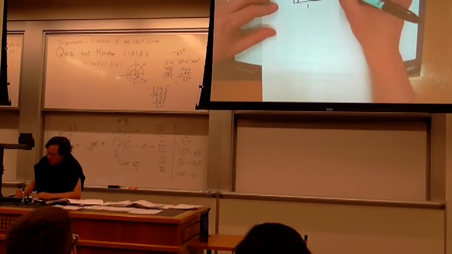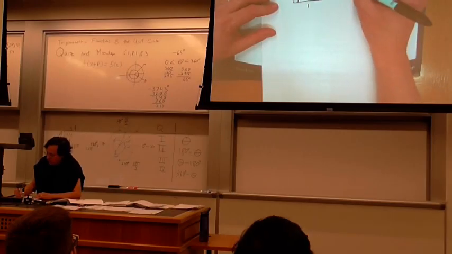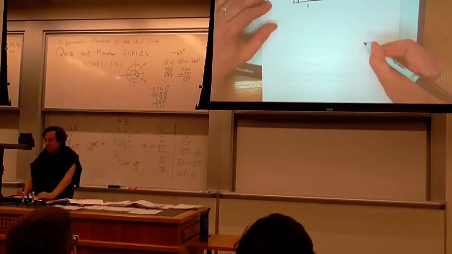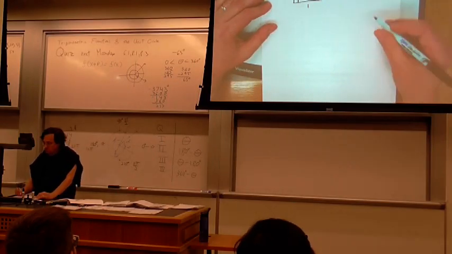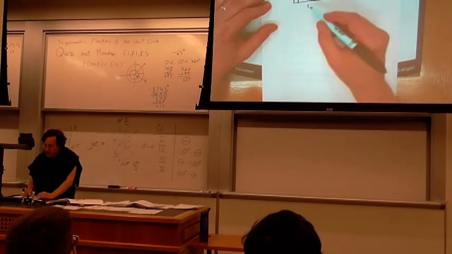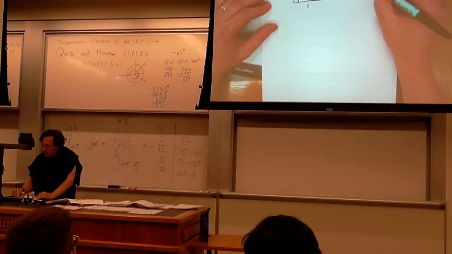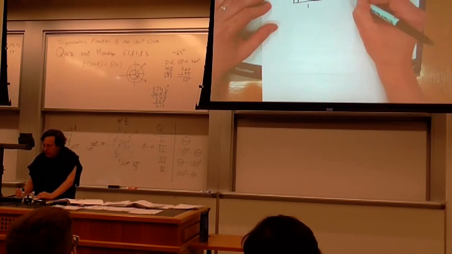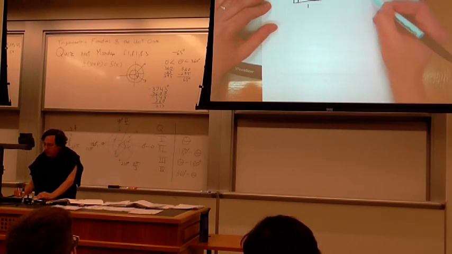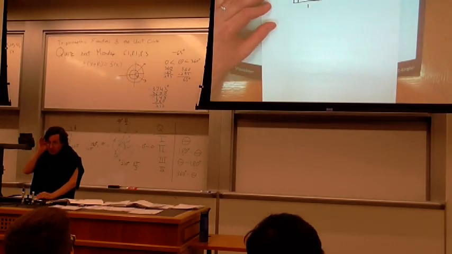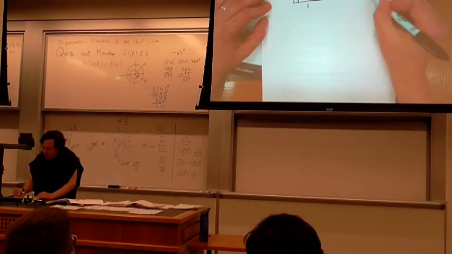Okay, so what is the sine of 45 degrees? Opposite over hypotenuse, 1 over the square root of 2. What's the cosine of 45 degrees? You're making this hard on yourself. It's just 1 over the square root of 2.